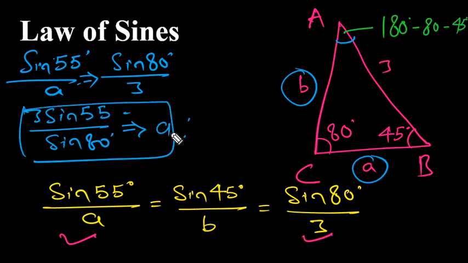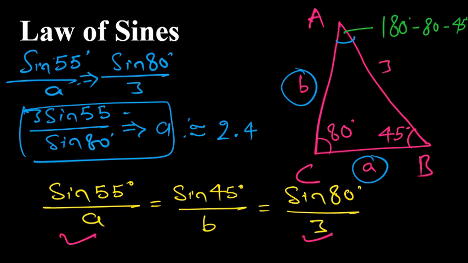So let me do it for you guys, so you can cross check your answer if you get the right answer. So 3 sine 55 divided by sine 80, right? I'm getting a is approximately equal to 2.39, so I can just write 2.4. Okay, so that's my one answer.